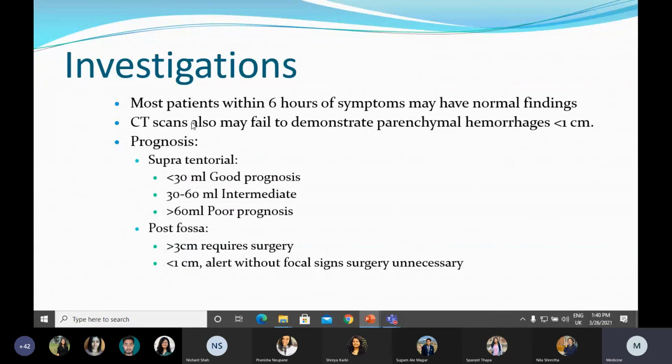This also can prognosticate. If the volume of the blood in the supratentorial area is less than 30 mL, then it has a good prognosis. But if it is more than 60 mL, then they have a poor prognosis. In the posterior fossa, if the hematoma is less than 1 centimeter in size, then the patient will be alert, and there won't be any focal neurological deficit, and surgery may not be necessary. If the hematoma is more than 3 centimeters, then it definitely requires surgery.